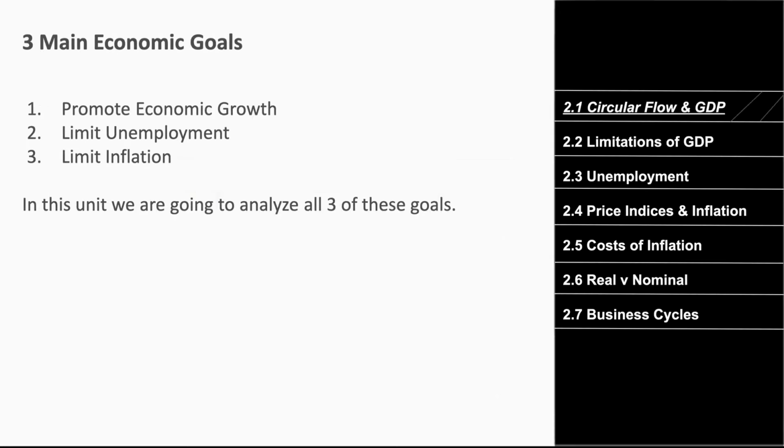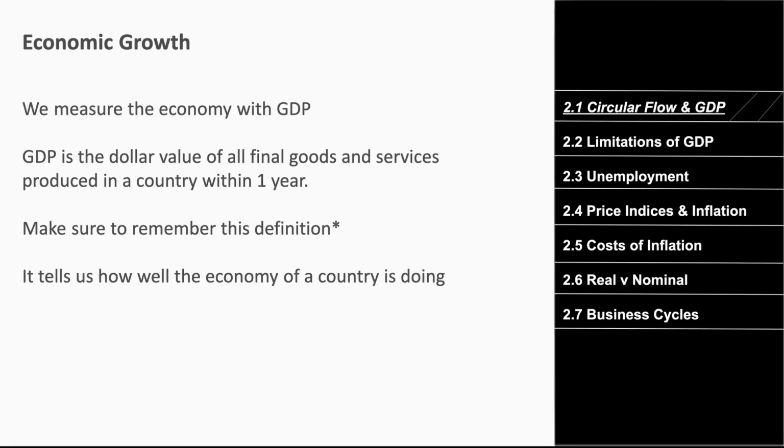In this unit at least, we're going to be talking about the three main economic goals of every single government. First, they want to promote economic growth. Second, they want to limit unemployment. And third, they want to limit inflation. If you don't know what any of this means, don't worry, we'll explain and learn what these mean later on. So first, let's talk about economic growth.